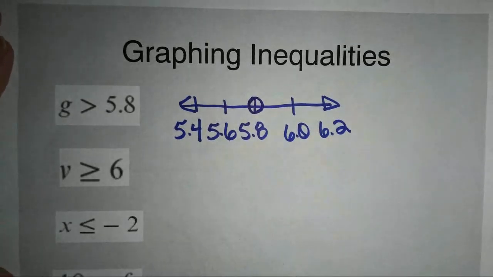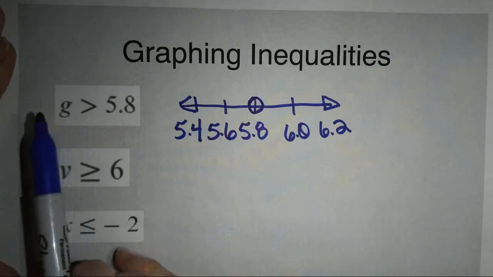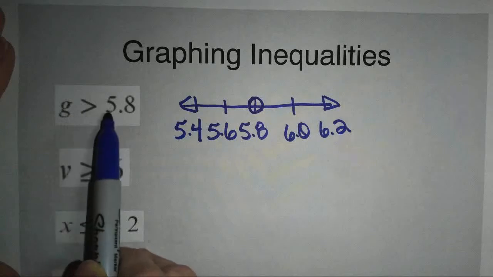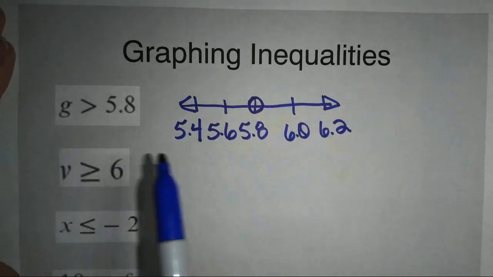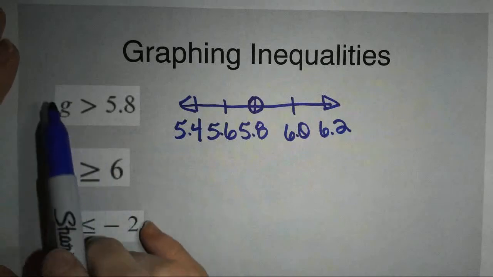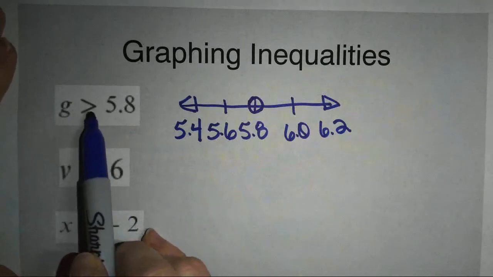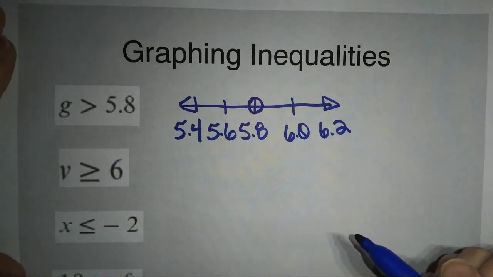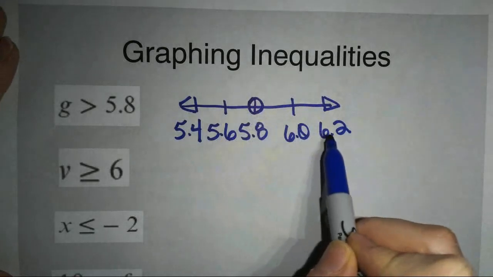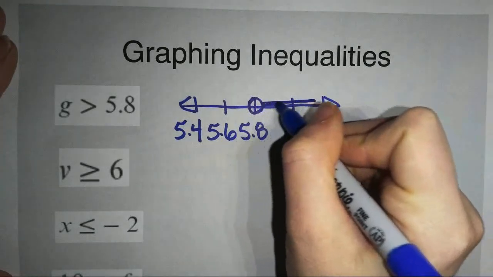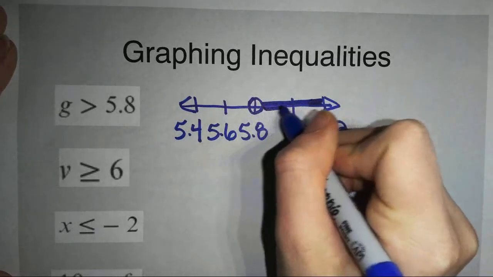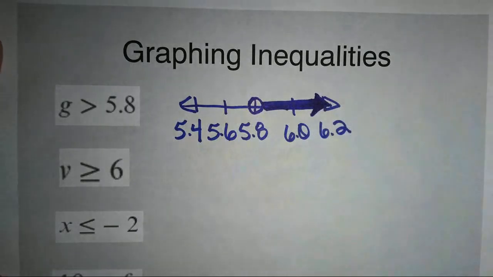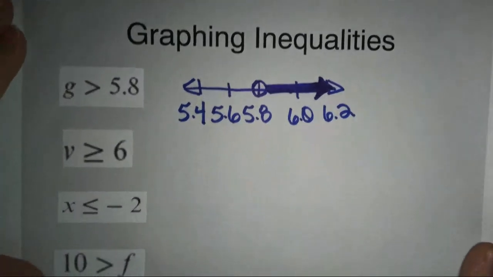Now I have to decide, is that circle going to stay open or is it going to be closed? If I plug 5.8 in for g, then I'm going to get 5.8 is greater than 5.8. Now that is not true, so I'm going to leave this circle open. Now the numbers I'm looking for need to be bigger than 5.8, greater than 5.8. So I'm going to point my arrow in the direction of the numbers that are larger than 5.8. So 6.0 is bigger, 6.2 is bigger. So my arrow is going to go in this direction. And there I've graphed g is greater than 5.8.